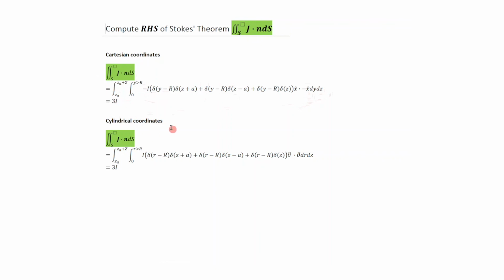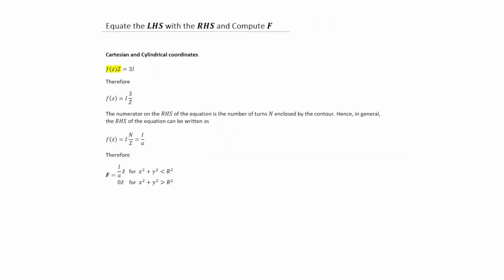If you do it with cylindrical coordinates, in this case it was theta hat and theta hat, dr dz, but again, similar outcome. Final value is 3i. All right, the next step is to equate the left-hand side with the right-hand side to compute the vector field F. In both Cartesian and cylindrical coordinates, we end up with a similar expression: f of z, again, this value is a constant. I've shown it just as f of z equals 3i. Therefore, f of z will equal I times 3 divided by z, which means it's a constant value.